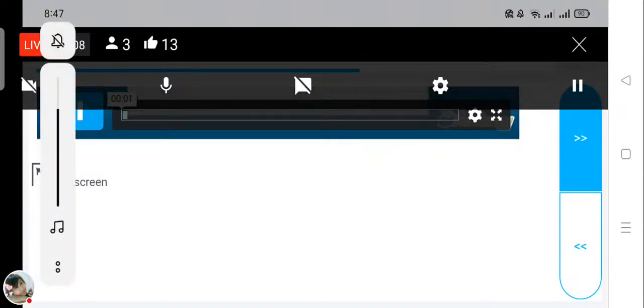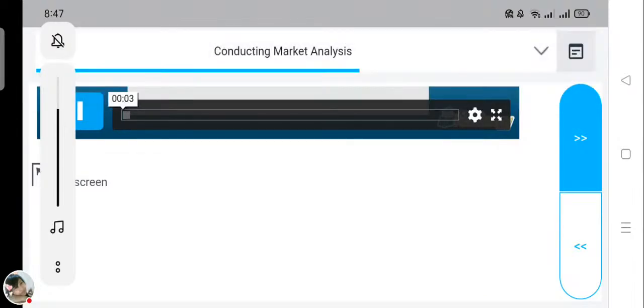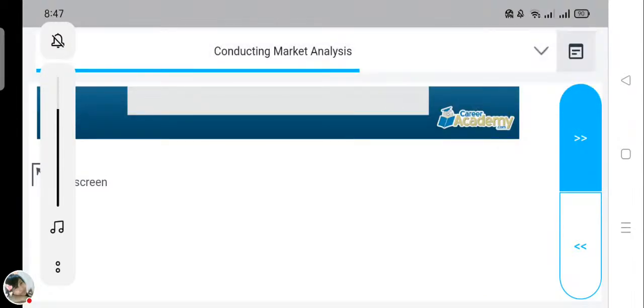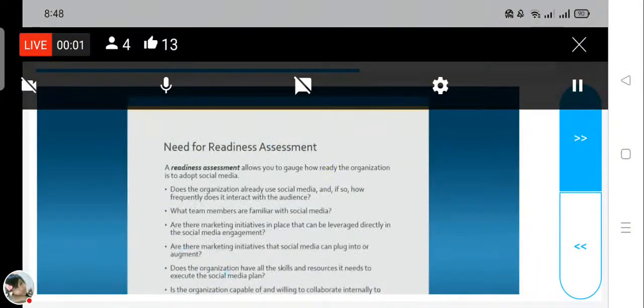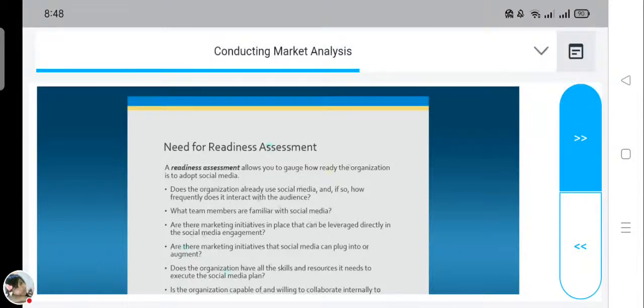The first question an organization has to ask itself before jumping into social media is, are we ready? In order to assess this, you can do what we call a readiness assessment. You need to find out what team members are already familiar with social media. Who would we have that could go on to a social media team? And do they have time to take on new tasks in addition to their current roles?